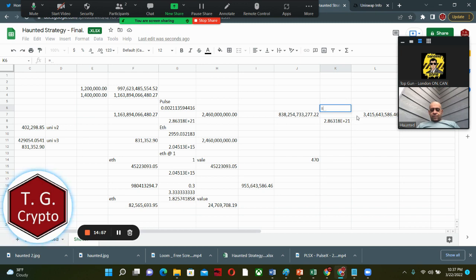And now, to find price, that will be the amount of tokens divided by the amount of value. Is that the way? Or value divided by tokens. That's what it is. Yeah, this is right. Value divided by tokens.